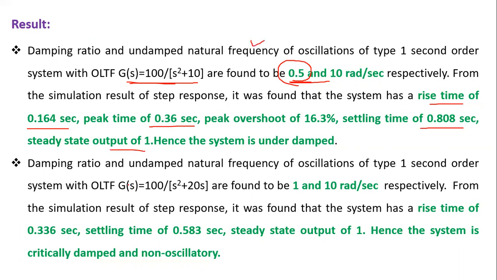The same way, coming to the second case, the open loop transfer function is 100 by S into (S plus 20), that is 100 by S square plus 20S. For this, the zeta value and omega n value come as 1 and 10. That means 1 is the zeta value. It is a critically damped system. In a critically damped system, we do not have any oscillations. And also we observe the rise time, settling time, steady state output. Okay, this is the second case. It is a critically damped system.